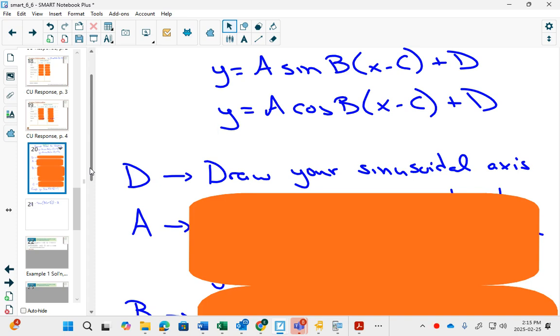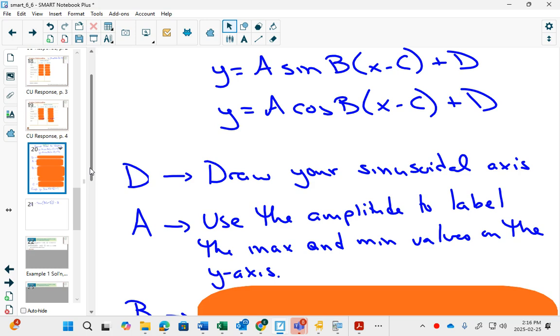Then you can go to your A value, which is your amplitude. And remember, the definition of your amplitude is the distance from your center line to a maximum or a center line to a minimum. So now that we've got our center line, our sinusoidal axis, we can use our amplitude to go up and find our maximum and go down and find our minimum.